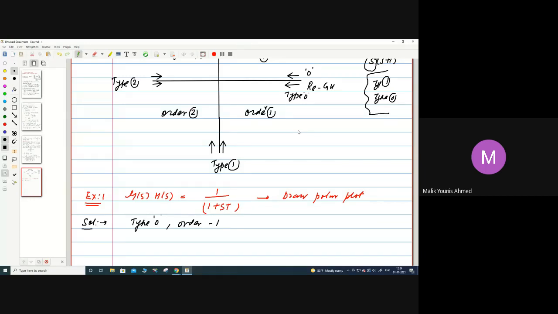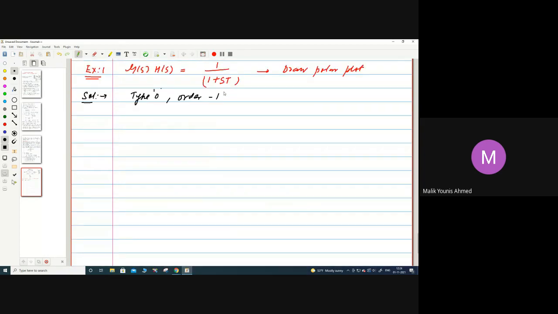So before drawing, I know that this will begin in quadrant number 1 and it will end also in quadrant number 1 itself. So let us see. Now what I will do, I will take the magnitude of this. Let me put s equal to jw, because we are talking about the frequency response.